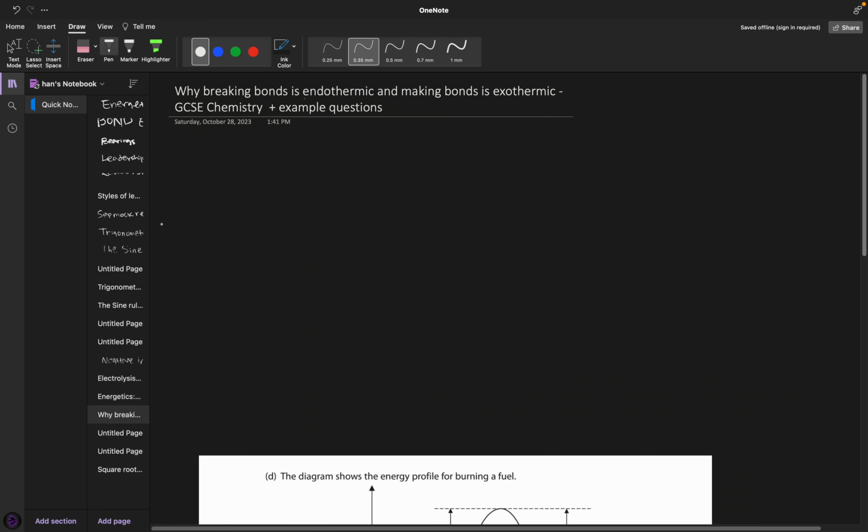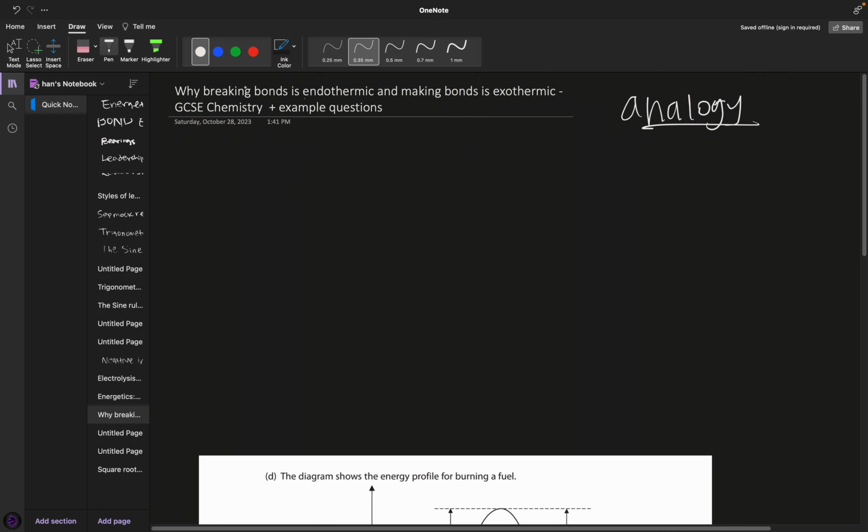Breaking bonds is an endothermic process, and making bonds is an exothermic process. To explain this, I'll use an analogy that I made, and I feel it's a really easy way to understand why this happens. This is for GCSE Chemistry, and afterwards we'll go through some past paper questions so that you can consolidate your learning.